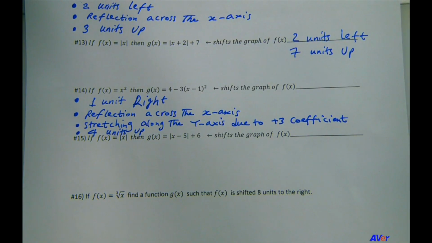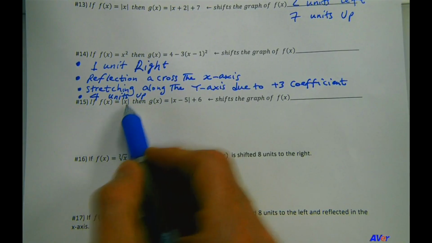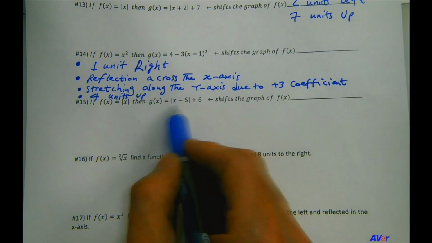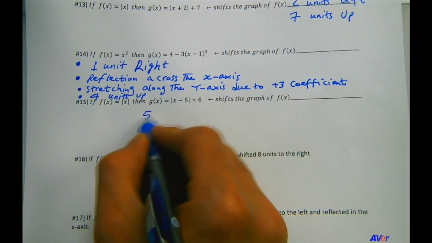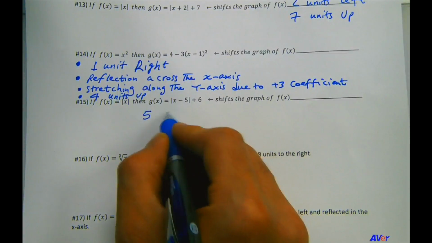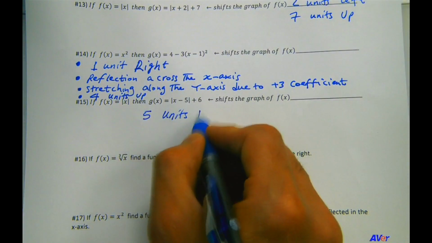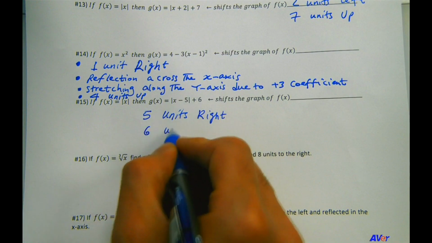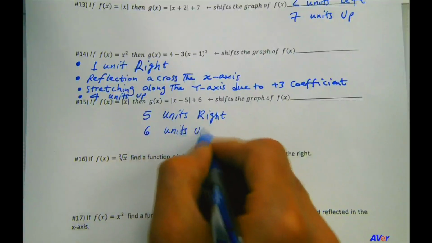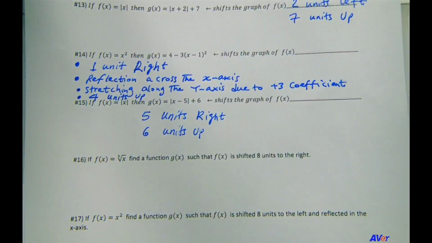Okay, so number 15, we have the absolute value function that is being transformed using the g of x function. In which way? So we have 5 units horizontal movement, right? In which direction? Right or left? Right. 6 units, up or down? Up. Right? We can take a look at that on the computer.